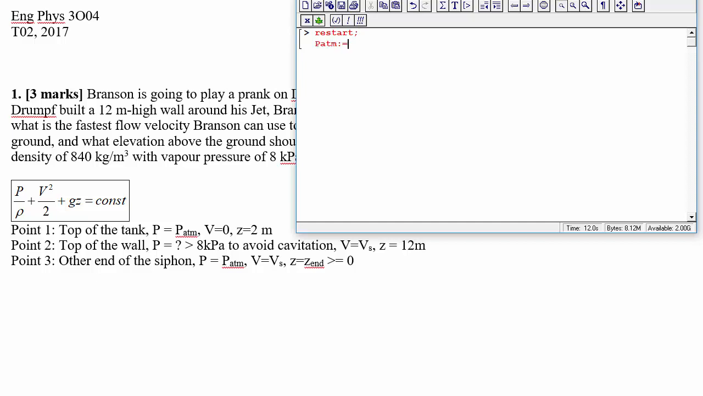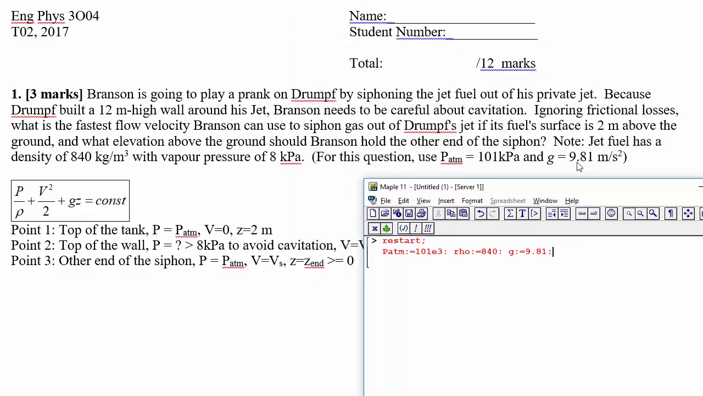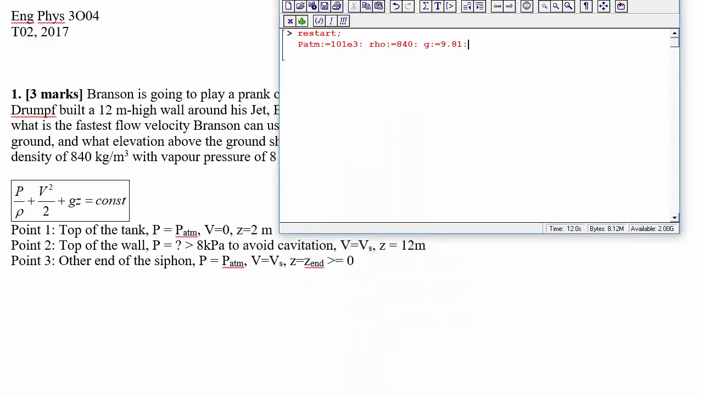The atmosphere, let's put in our variables. 101E3, rho is equal to 840. We also need g, 9.81. Didn't tell us to use a different g, right? Okay, 9.81, perfect.